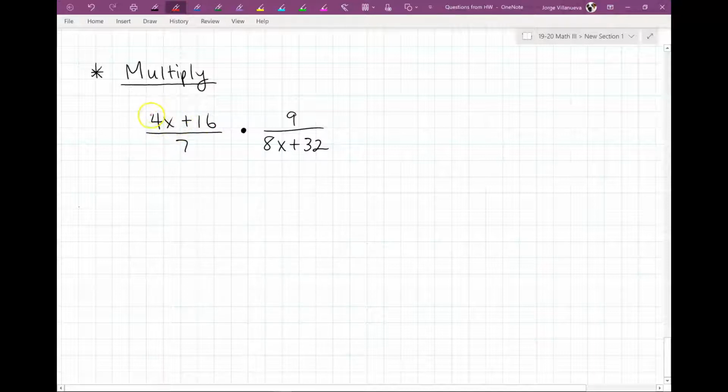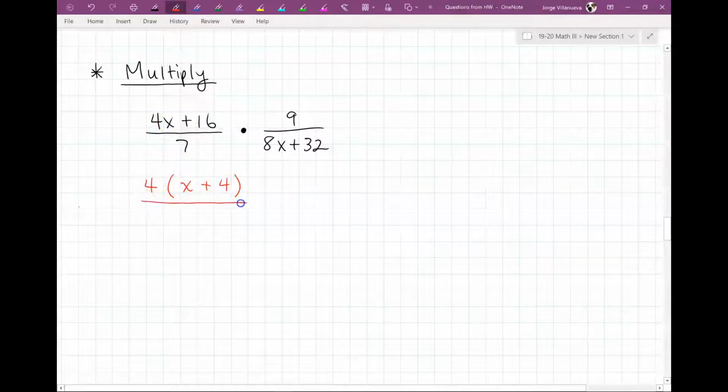And I'm going to look at the top portion. I noticed they both have a 4 in common. So I'm going to factor out a 4. And what's left from that would be an x plus 4, because you're basically dividing by this 4 right here. So 4x divided by 4 is x, 16 divided by 4 is 4.